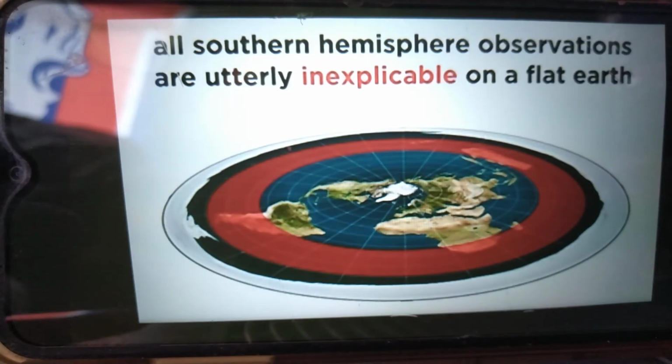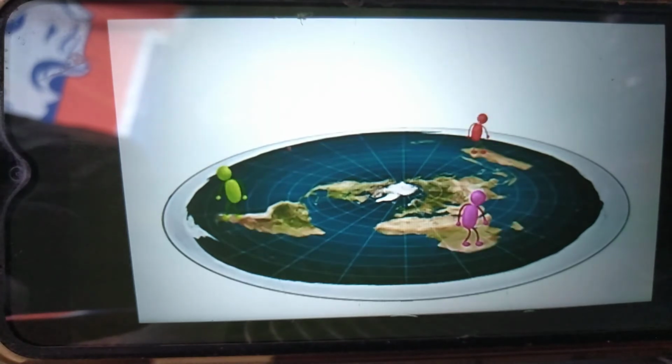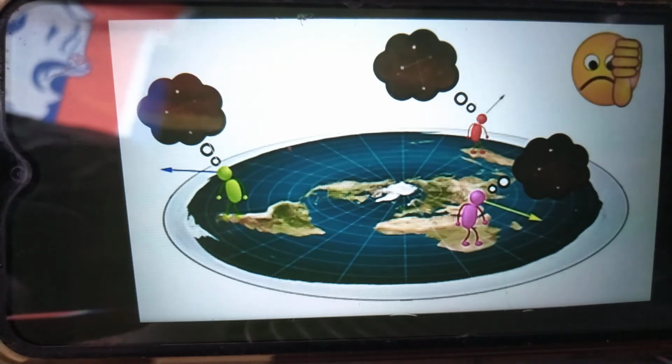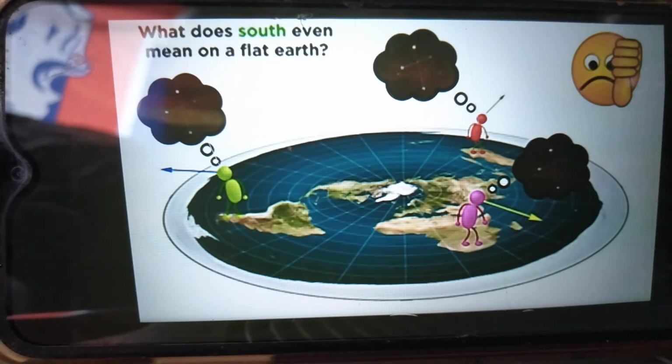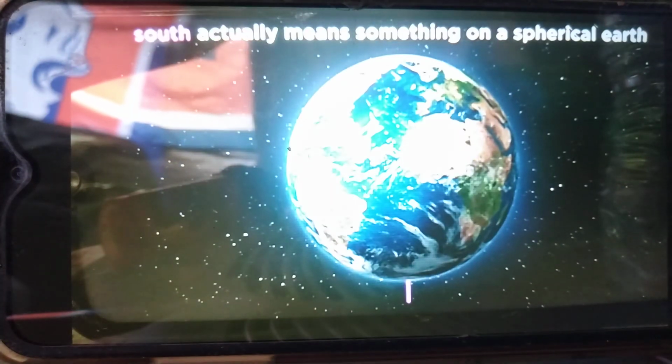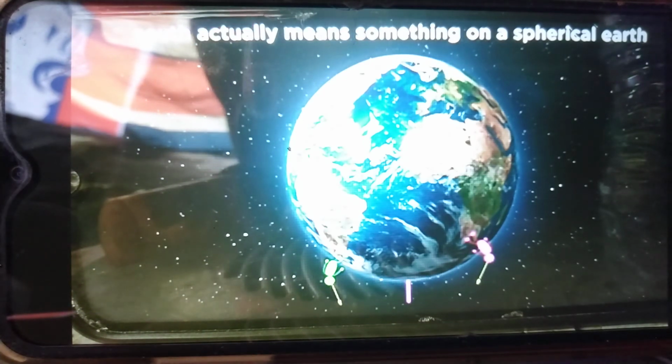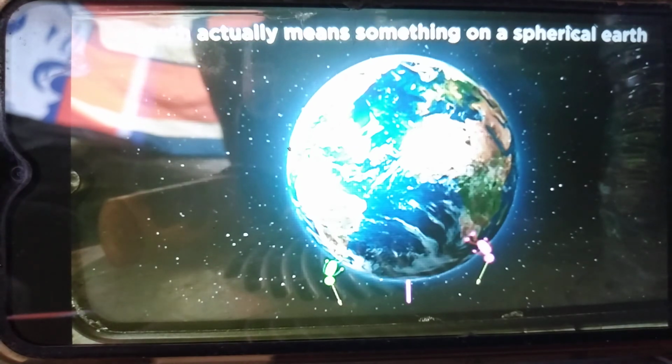But that's not all. Literally all observations of the sky from the Southern Hemisphere are utterly inexplicable on the flat Earth. Consider people standing towards the southern tips of South America, Africa, and Australia. They all can see the Southern Cross when they look south, and two of them at a time can even see it simultaneously, depending on the time of night. Does that make any sense with these folks all looking in completely different directions? None whatsoever. Come to think of it, what does south even mean on a flat Earth? It's totally nonsensical. But again, on a sphere, south actually means something, and all these people are looking in the same direction towards the south celestial pole, so they can all see the same sky, no problem.